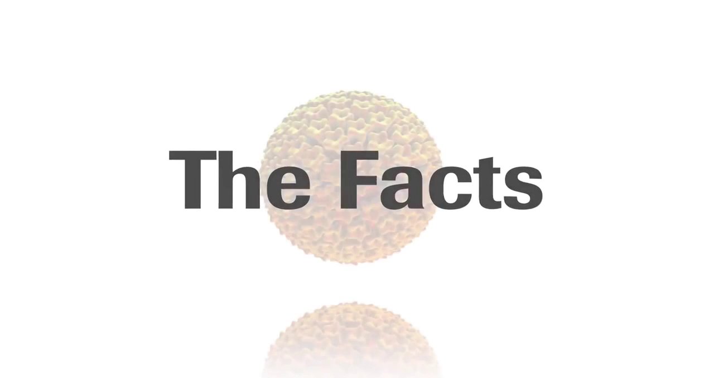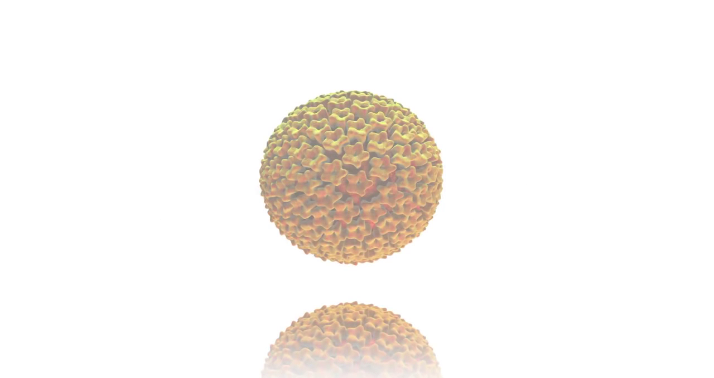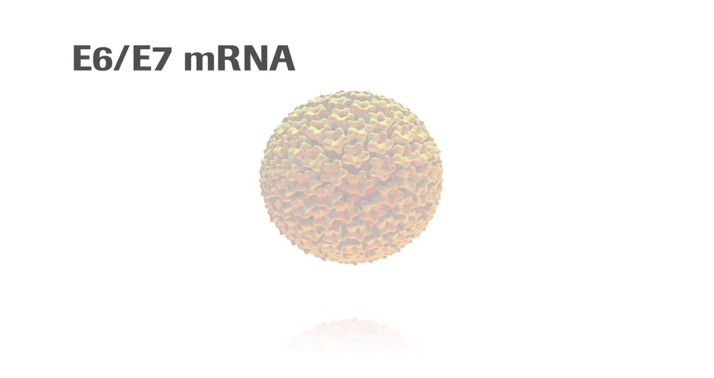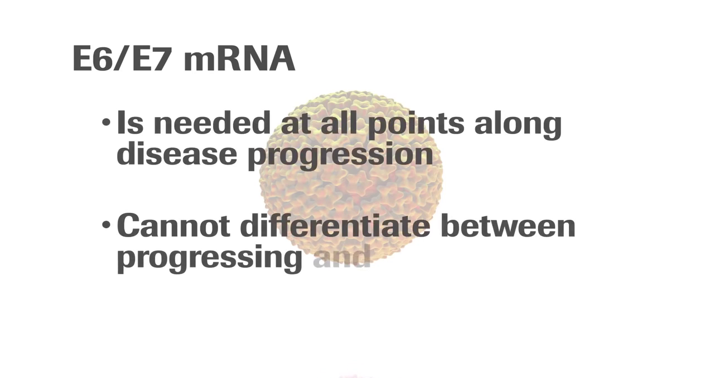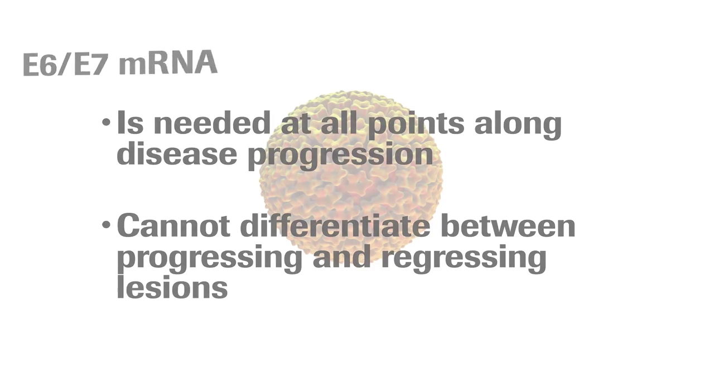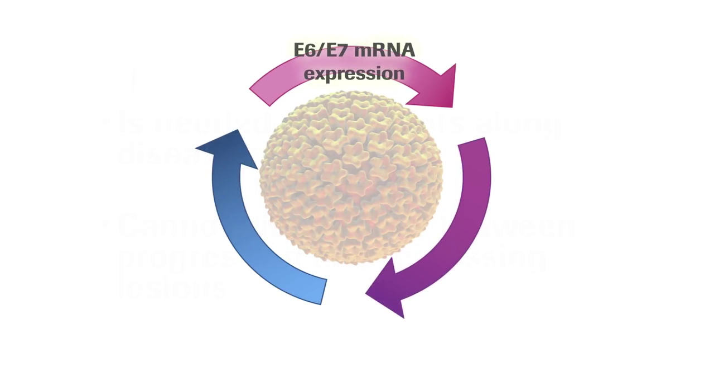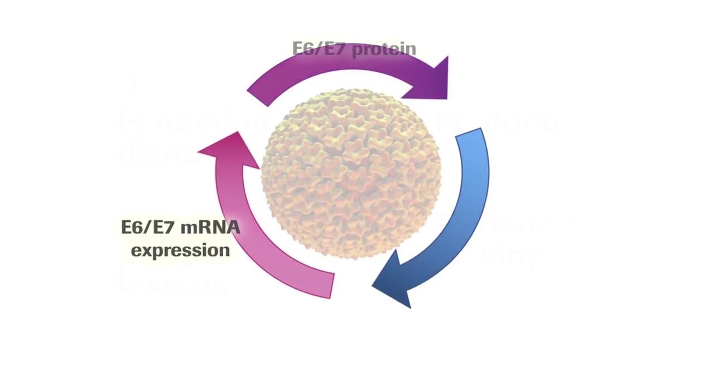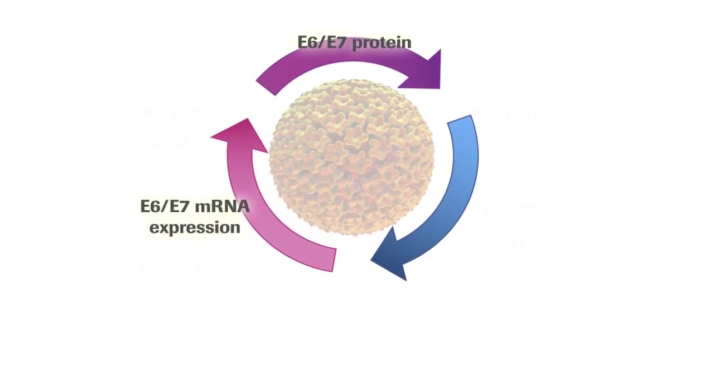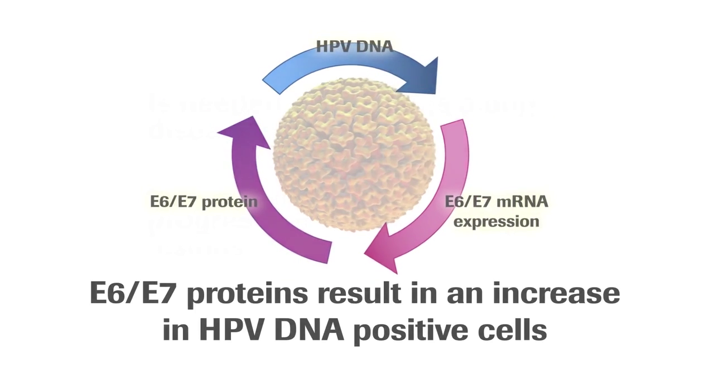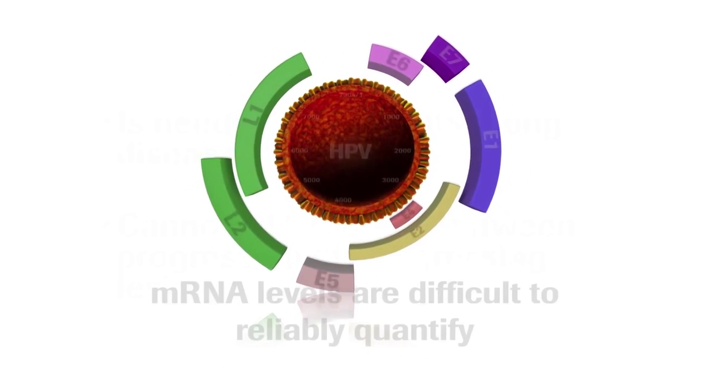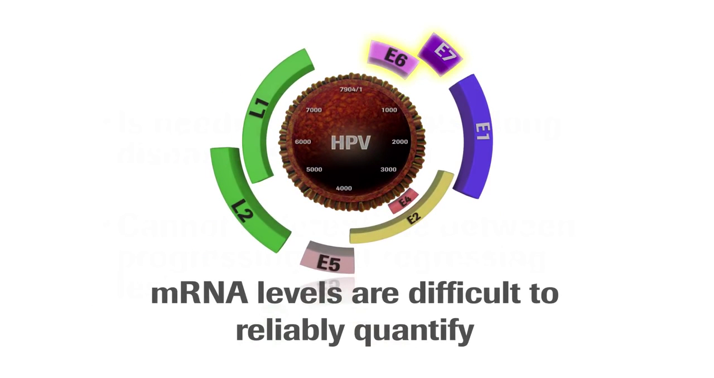Several important facts about HPV disease progression are worth considering. Because E6, E7 mRNA expression is needed at all points along disease progression, tests targeting these genes cannot differentiate between progressing and regressing lesions. E6, E7 mRNA expression produces E6, E7 proteins, driving dysregulated cell replication. This results in an accumulation of HPV DNA plus cells. mRNA levels are difficult to reliably quantify, and therefore present a more challenging diagnostic target.